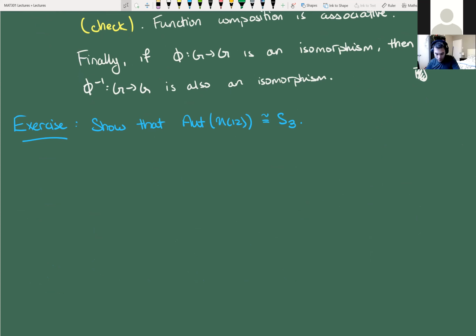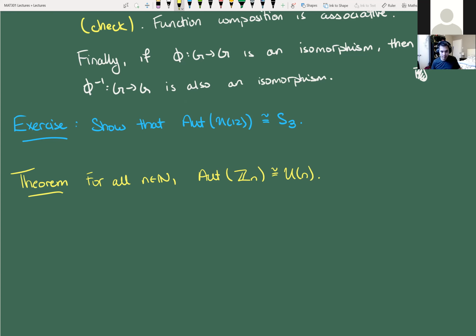Okay, so do I now want to prove that Zn is isomorphic to Un? Let me just see what I put in my notes. Yeah, we're going to do it. Before I do that, let's just state it as a theorem. Theorem: for all n in N, the automorphism group of Zn is isomorphic to the group of units mod n.